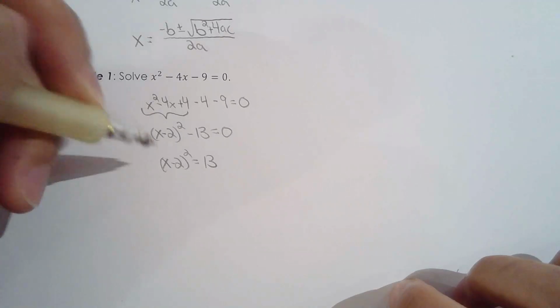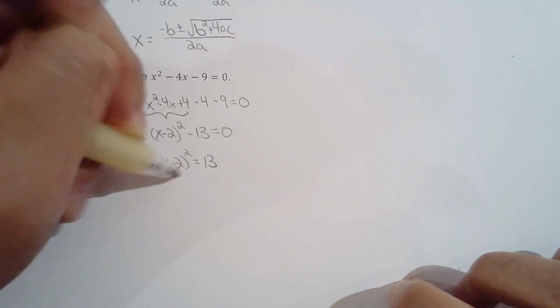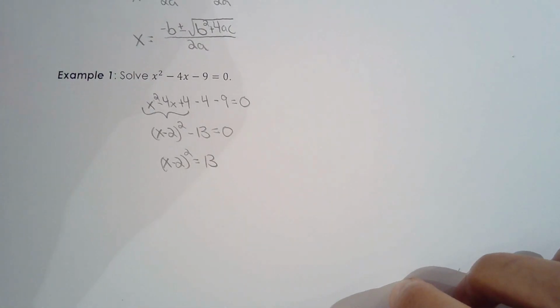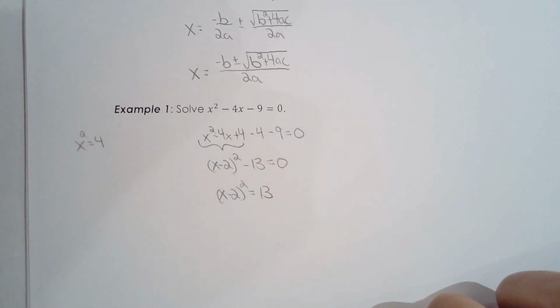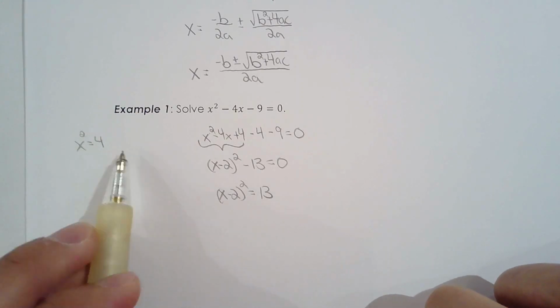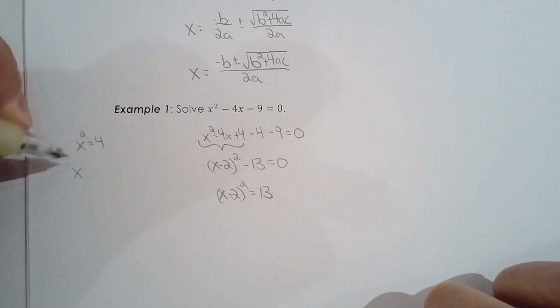Now why is this plus or minus? Now think about it, okay? X minus 2. If I square whatever x minus 2 is, I get 13. Well, think about it. X minus 2 could be positive root 13 or negative root 13. Now if that's confusing to you, think about it. If x squared equals 4, the most logical thing you're going to say to yourself is x is equal to 2, because 2 squared is 4. But wait a minute, if I square negative 2, that's also 4, right? So that's why when you square root, you have to be plus or minus.